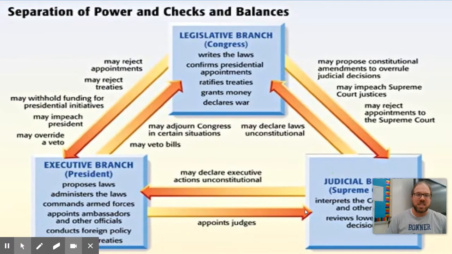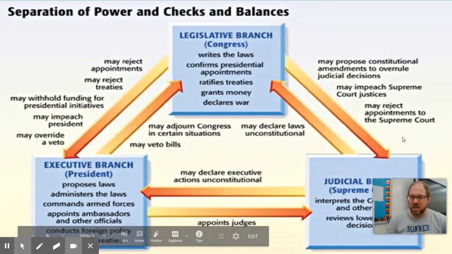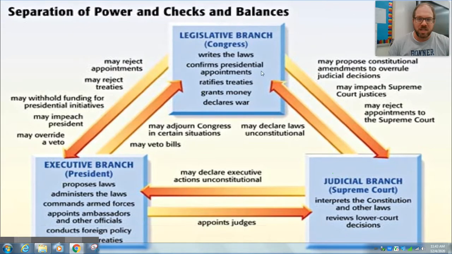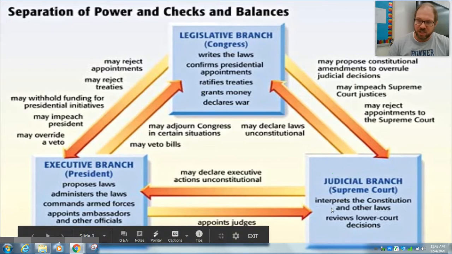In this slide, you will see it gives all the jobs and all of the separation of powers. I'm going to move myself up here so I'm not in the way. The jobs of the legislative branch. The legislative branch writes the law, confirms appointments, ratifies treaties, grants money, declares war. Now, the judicial branch interprets the Constitution and other laws and reviews lower court decisions.